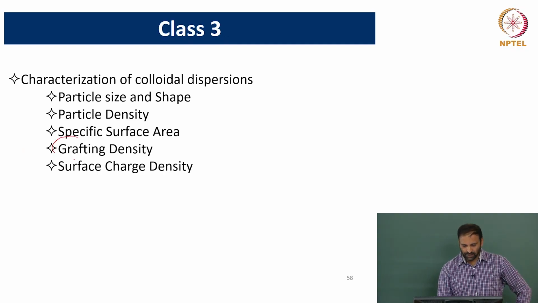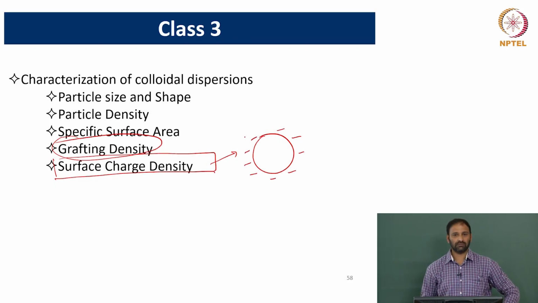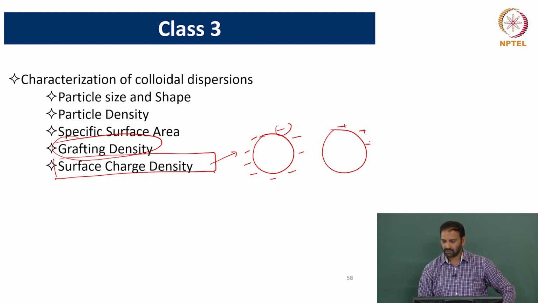Now that I've mentioned what grafting density is, you should be able to guess what surface charge density is. Any thoughts? Surface charge density, as the name itself says, becomes important if you have particles which have charges. I could have a negatively charged particle, or I could have a positively charged particle.